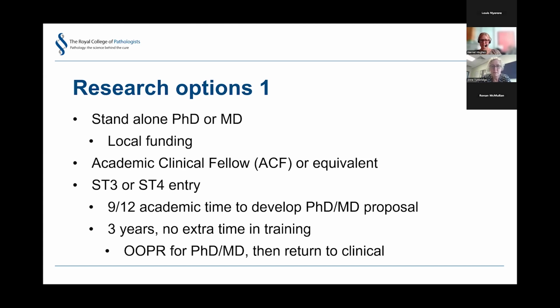There are, of course, and some of you will have done this, academic programmes. So the ACFs, Academic Clinical Fellow, and their equivalents with different nomenclature in the devolved nations.